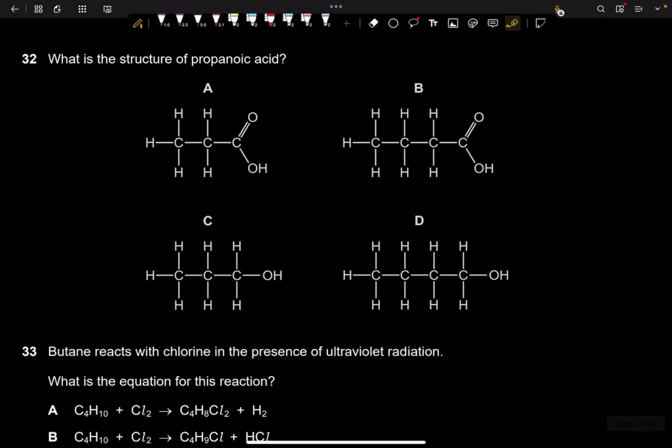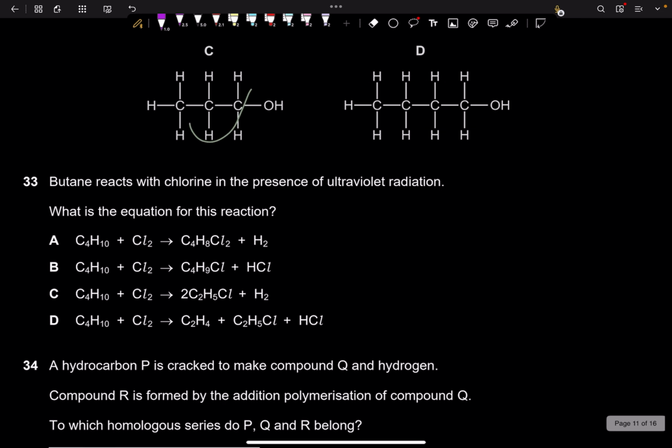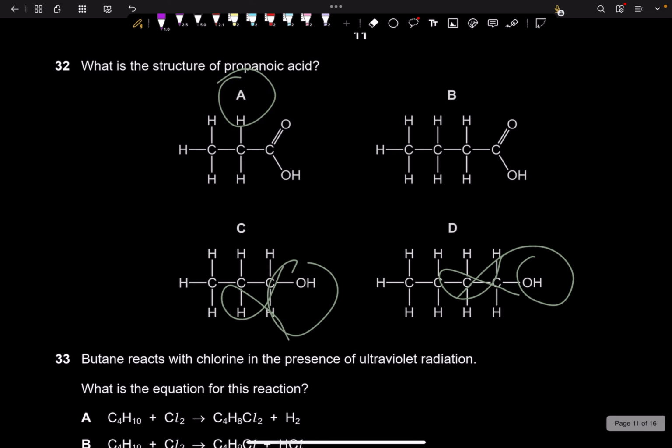Let's move on. Okay, what is the structure of propanoic acid? 3 carbons we're looking for with double bonded oxygen and 1 OH. I guess this is propanoic acid. This is butanoic acid. We have 4 carbons in a row. So it's going to be option A. And these two, we don't even look at them because they are alcohols, not acids.